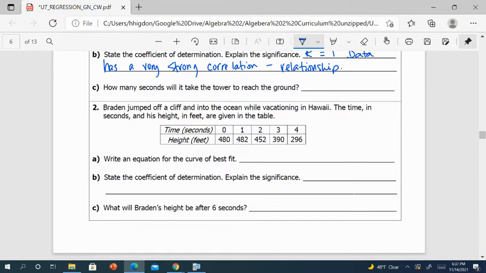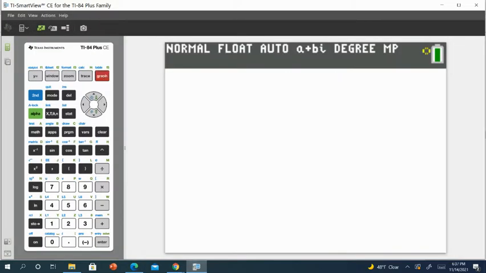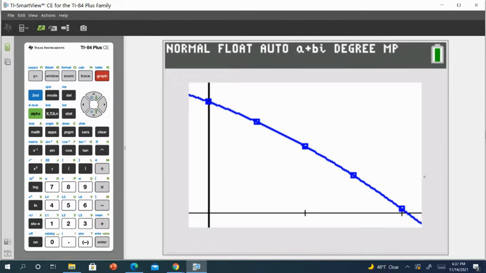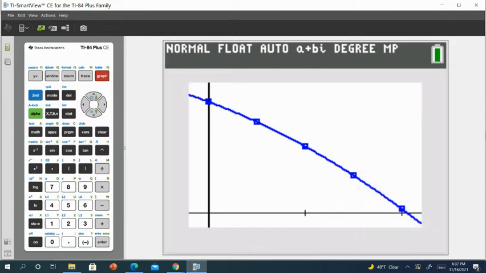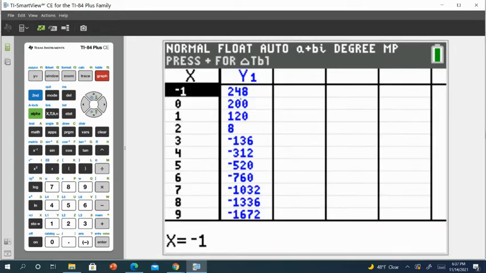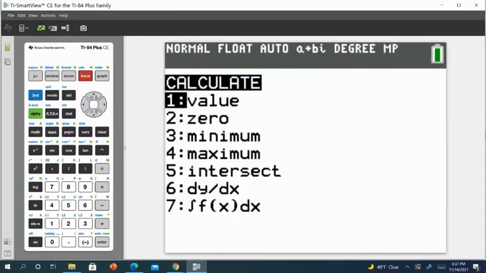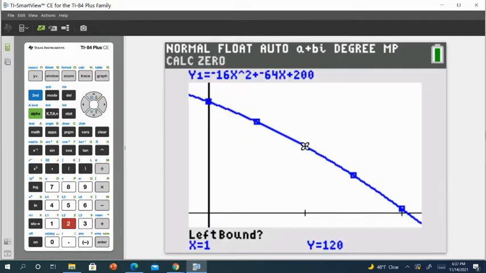Part C says how many seconds will it take a rider to reach the ground. So think back to when we did projectile motion. When things hit the ground, I'm going to look at the graph here, that would be a 0, right? So where it hits the x-axis is a 0. We can do a couple of things. We can go to the table of ordered pairs and see if we can see where the y value is 0, which we can't. So I'm going to go to second trace, and I'm going to do number 2, which is zero.